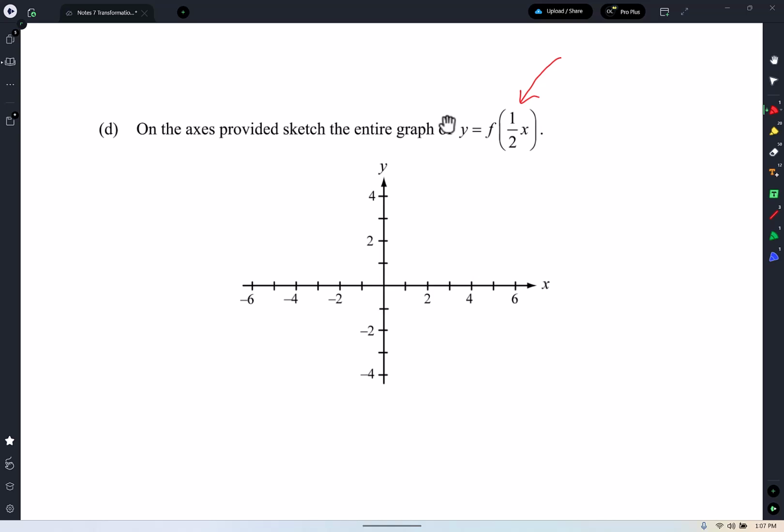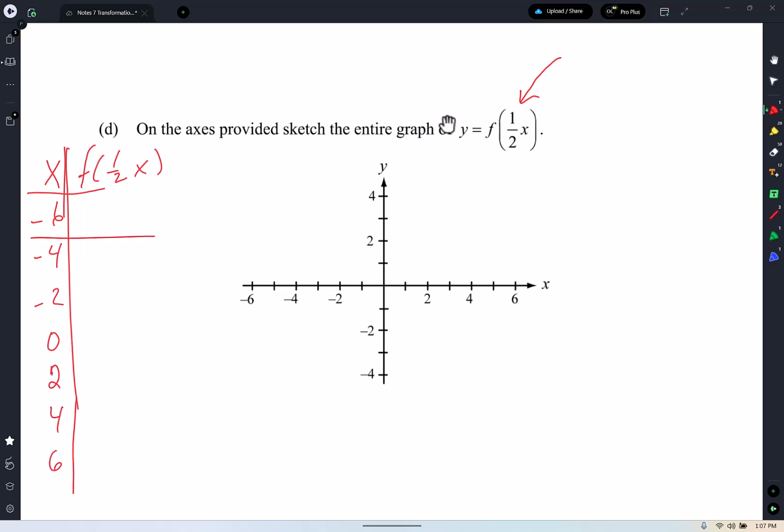Can you tell me why? Because what? Tell me why. Or are you a robot? No, you're not a robot. You know. Oh, you might be a robot. It's a horizontal stretch by a factor of 2. Let me tell you why.